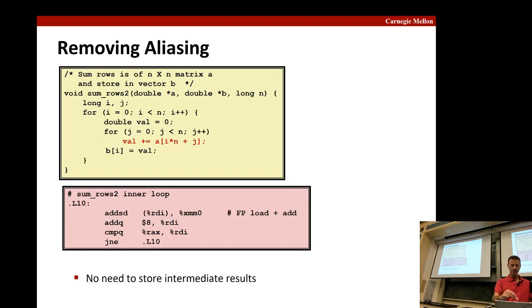But now, if we just say we're accumulating into a temporary, so let's define a temporary that has nothing to do with A or B, then I can do the accumulation and just assign it at the end. And I don't have to worry about this aliasing issue. You can see from the inner loop, it's very simple. We're no longer doing a store and a load, a store and a load, every single time.